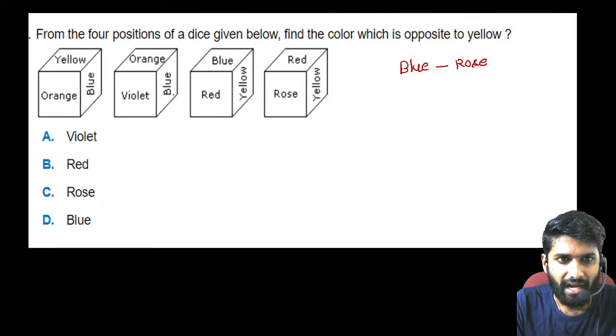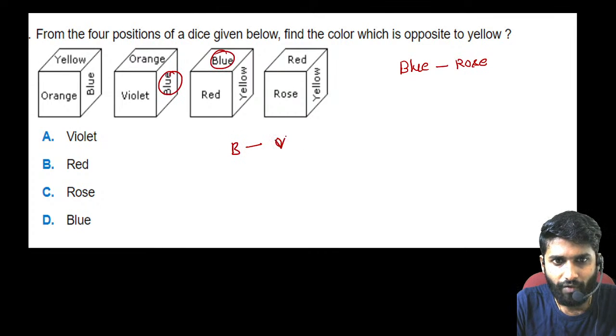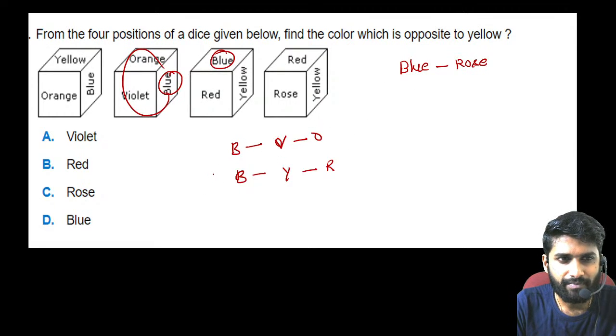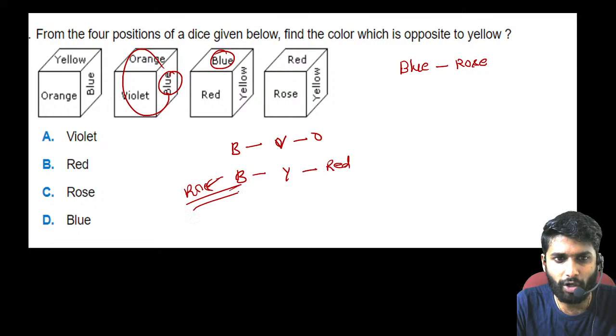Next one. If you take it as a common, see here blue is common, blue is common. So the notation: blue, violet, orange. Again blue, yellow, red. We already know that blue and rose is not red, no? So blue and rose, you already decided the perfect opposite pair. That is if you compare the last two.